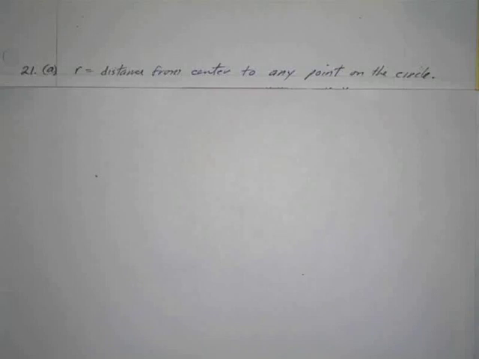Okay, this is number 21A from Are You Ready for Calculus? And the question is, find the equation of the circle A with center at (1, 2) that passes through the point (-2, -1). Well, we have the center, and if we know the radius, we can find the equation of the circle. In order to find the radius, we can find the distance from the center to any point.